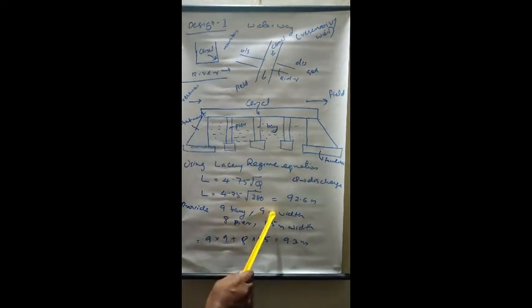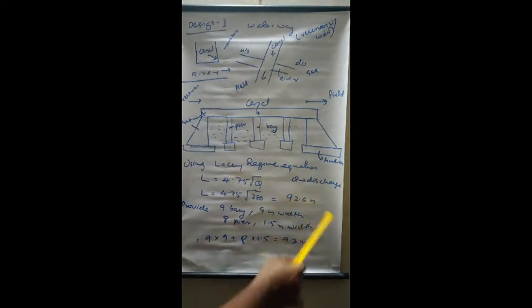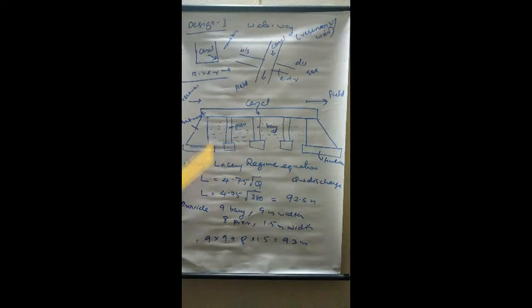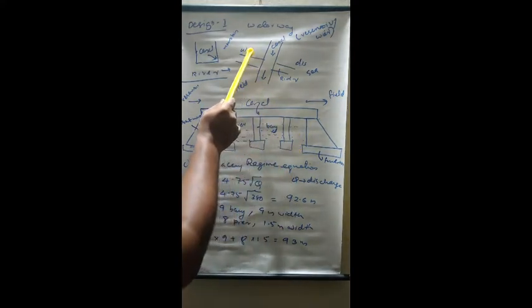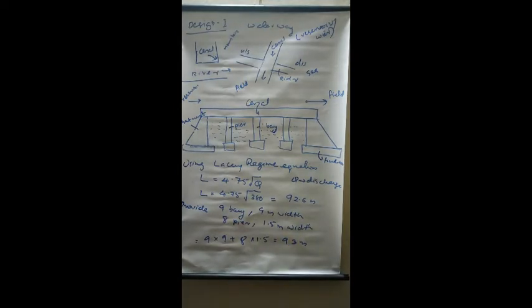And each bay is having a width of 9 meter and each pier is having a width of 1.5 meter. So what is the total length? 9 into 9 plus 8 into 1.5, which is equal to 93 meter, which is approximately equal to 92.6 meter. So the waterway that is provided is 93 meter. So in that area where the river and canal are crossing, the waterway required is 93 meter.